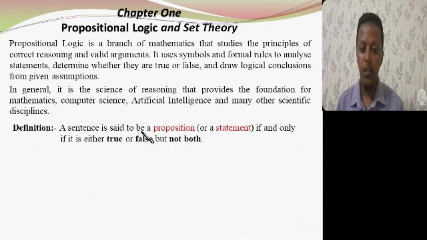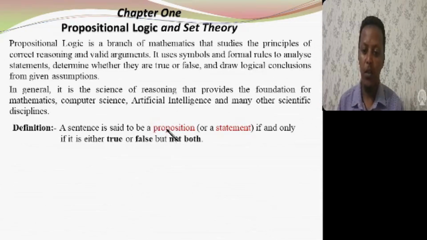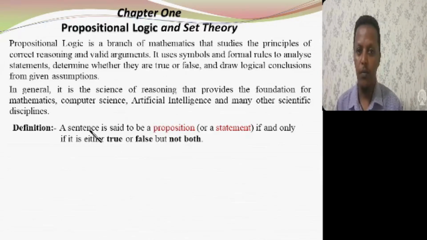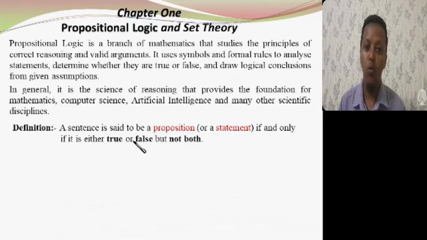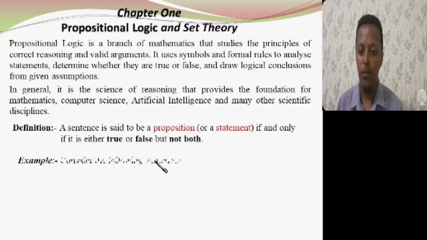A sentence is said to be a proposition or statement if and only if it is either true or false, but not both at the same time. Yes, at the first place, proposition is what? A sentence. Any sentence which can be said either true or false, but not both at the same time. So if you can say a sentence is either true or false, then it is a proposition, or we call it statement. So let's take example.